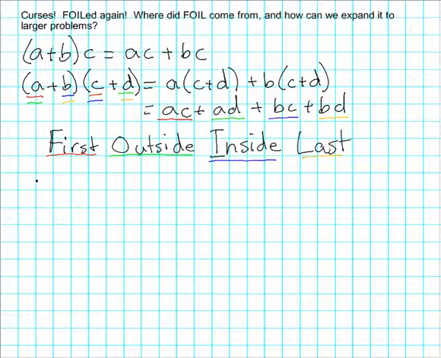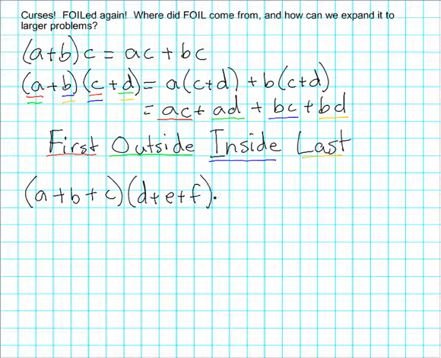For example, what if I want to multiply the quantity A plus B plus C times the quantity D plus E plus F? Well, if I remember that FOIL is just a shortcut to remember this process of repeated distribution, then this becomes pretty simple.